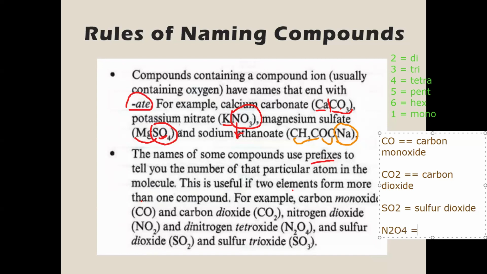N2O4. So how many nitrogen do we have? We have 2, dinitrogen. 4 oxygen, so 4 is tetra. So tetroxide. And so on. So we'll start with the first name and we refer to the number of the atoms that exist in that name by one of the Latin numbering: 1, mono, 2, di, tri, tetra, penta, hexa.